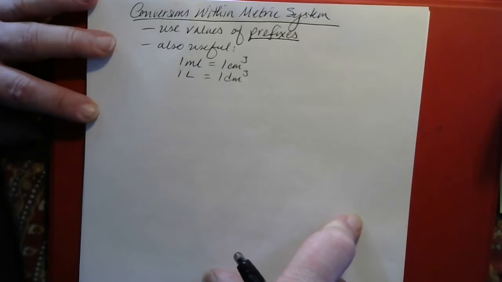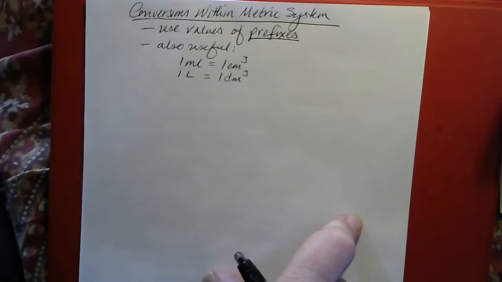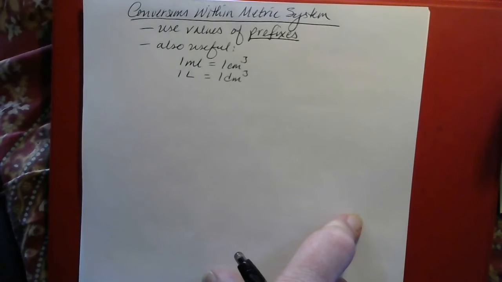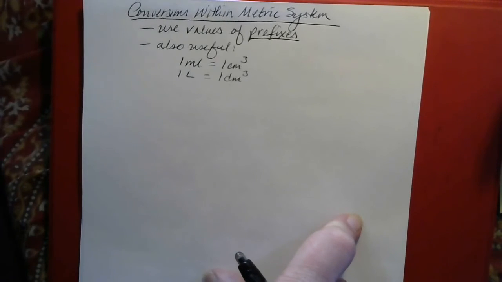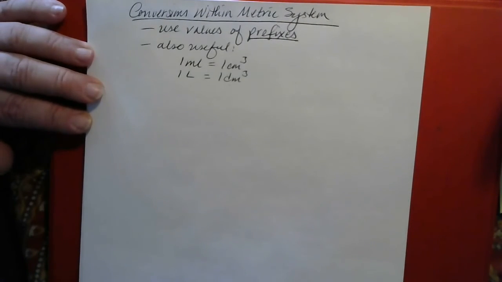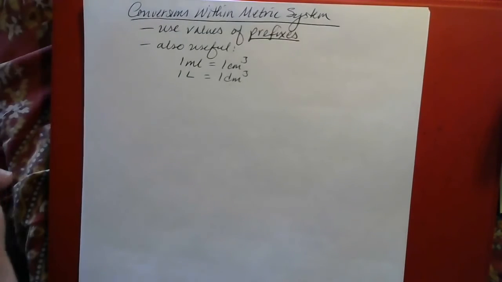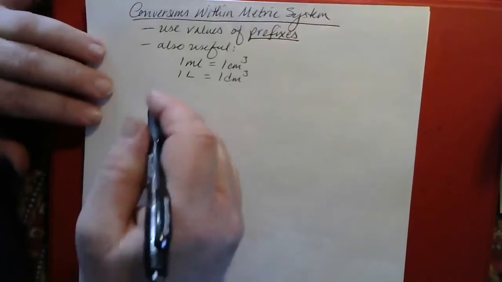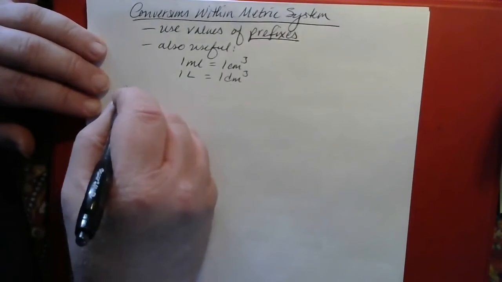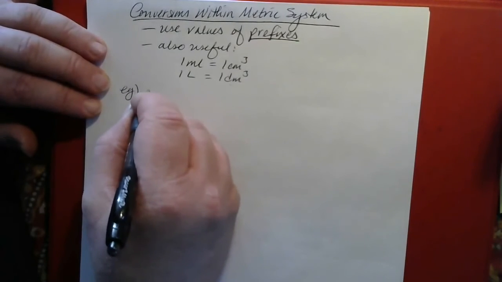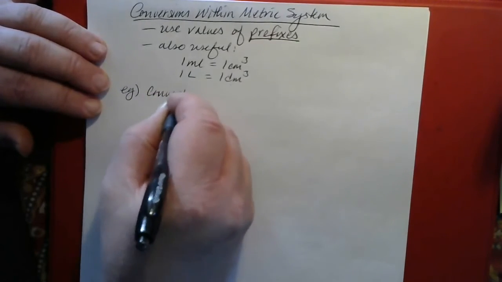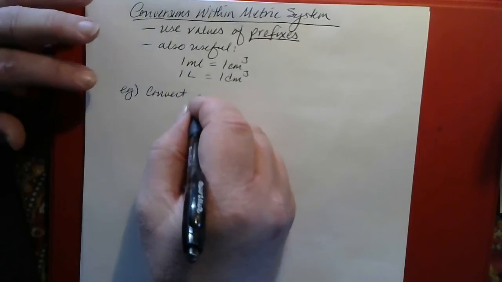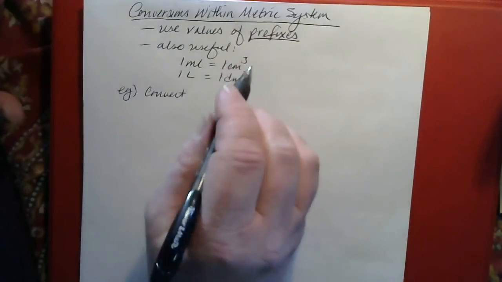Okay, like I said, conversions within the metric system depend mostly on the values of the prefixes. And so we can look at a few of those now. The base unit in a conversion will normally stay the same, and it's just the prefixes that are going to change. Start with something really simple.